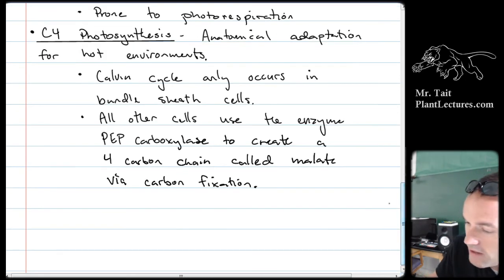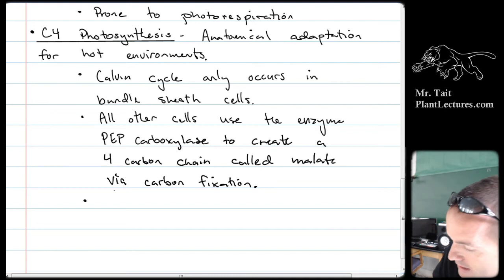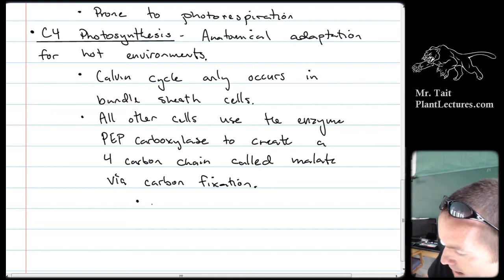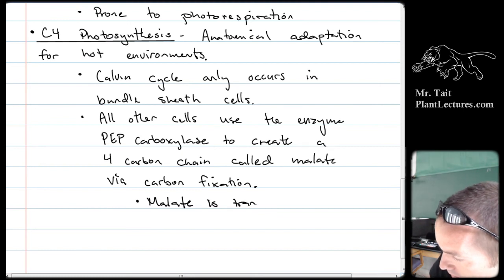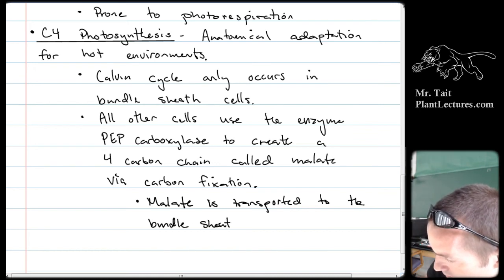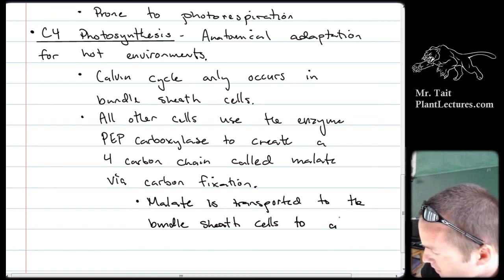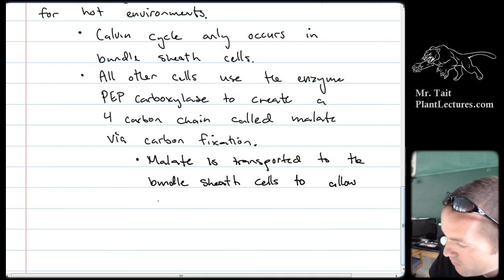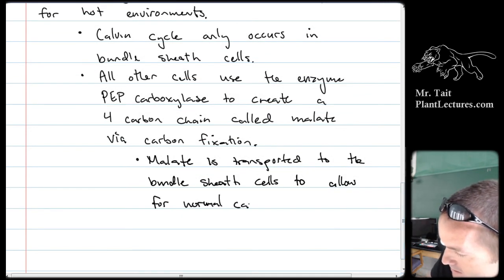All right. So then the last step is that the malate is transported to the bundle sheath cells to allow for normal Calvin cycle reactions.